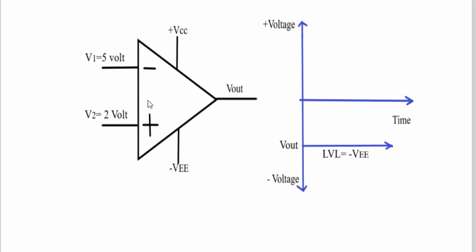So simply you have to remember, if the voltage at the inverting input pin is greater than the voltage at the non-inverting input pin, then the output is forced to go to LVL.